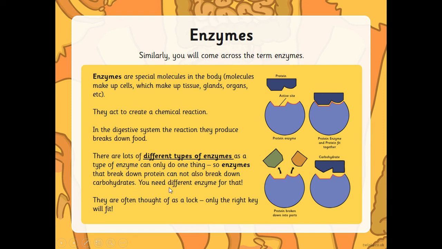They're often thought of as a lock. Only the right key will fit. So you see here, you've got some diagrams. We've got the protein enzyme there. Okay, and there's the protein that will fit together. So that will help digest protein. Protein breaking down into parts, and then you see you've got a carbohydrate there which won't fit. So that enzyme won't work. It won't break down that. So you need the right lock and the right key. The right protein and the right enzyme for it to work.